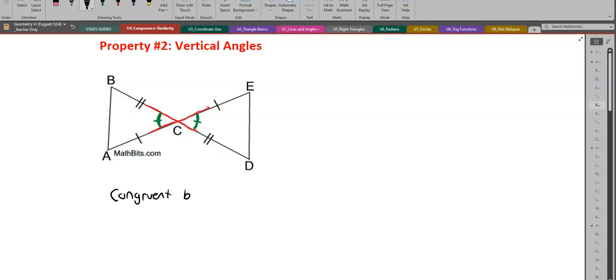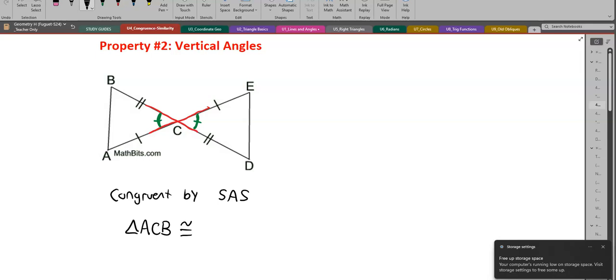These triangles are going to be congruent by, in this case, side, angle, side. And once we have that known, then we could write a triangle congruence statement. That triangle congruence statement would be ACB, we'll call the left one that, and then the right one would have to be called to correspond. This would be ECD. Okay, there we go.